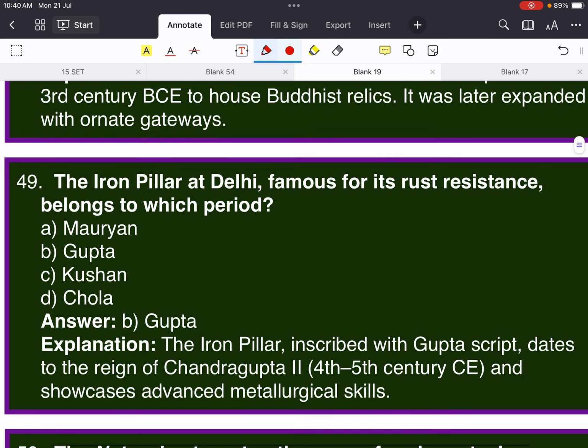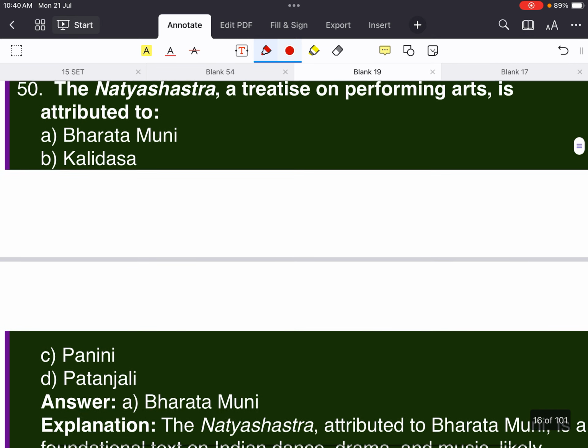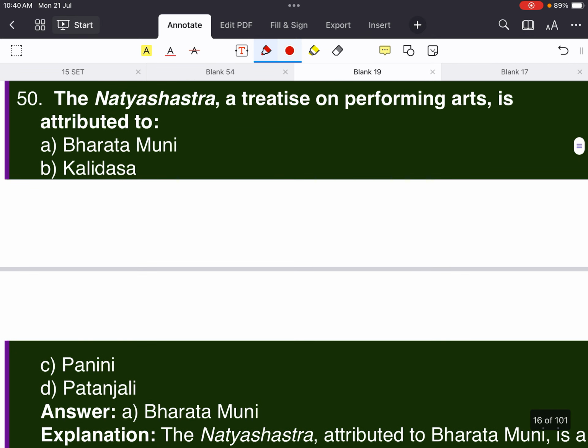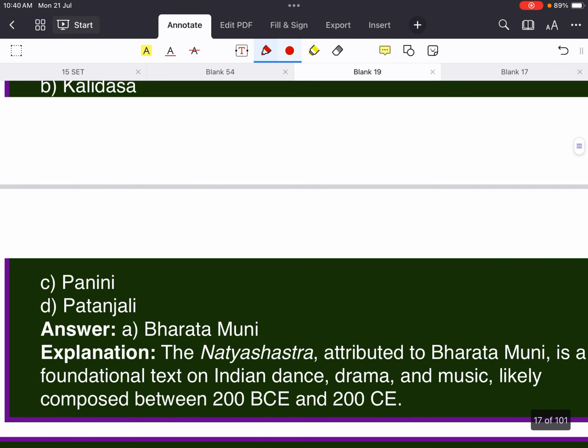The iron pillar at Delhi, famous for its rust resistance, belongs to which period? That is option B, Gupta period. Now question number 50. The Natya Shastra, a treatise on performing arts, is attributed to Bharata Muni. Option A. The Natya Shastra attributed to Bharata Muni is a foundational text on Indian dance, drama and music, likely composed between 200 BCE and 200 CE.